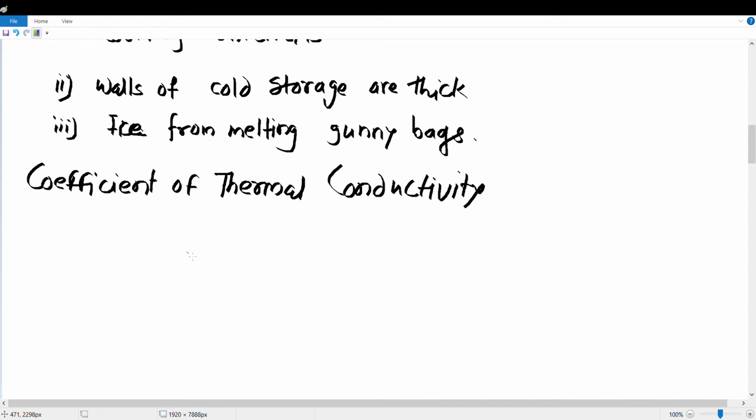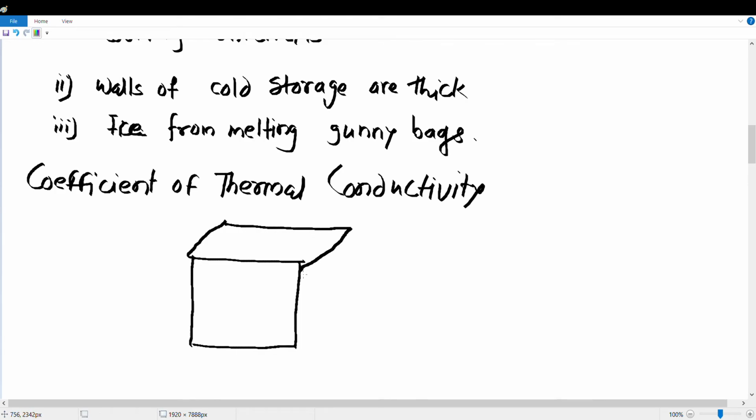For this purpose, let us consider we are having a solid cube whose all faces are equal. This solid cube is having 6 faces. This is face A and this is face B. The face A and the face B are opposite faces. They are opposite to one another.